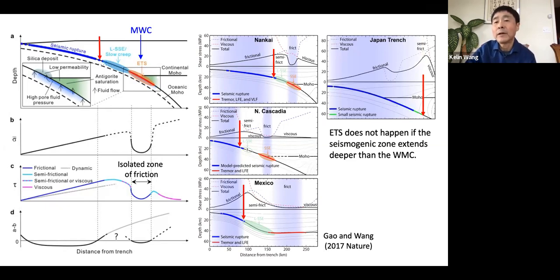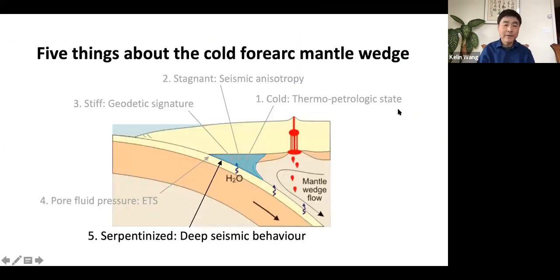Okay, so talking about the colder slab subduction zones and the seismogenic zone going beyond the mantle wedge corner, we can continue with this subject and talk about the fifth topic. That is how serpentinite affects the deeper part of the megathrust to affect its seismic behavior.